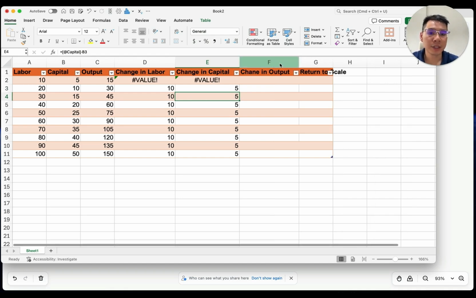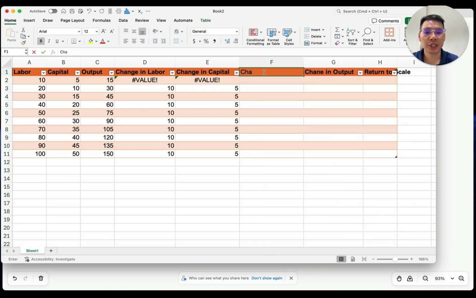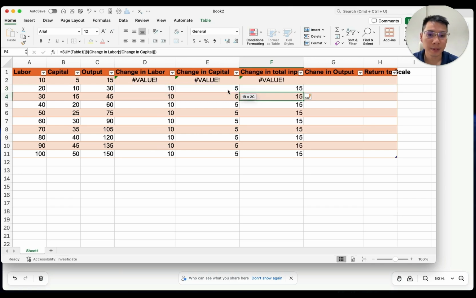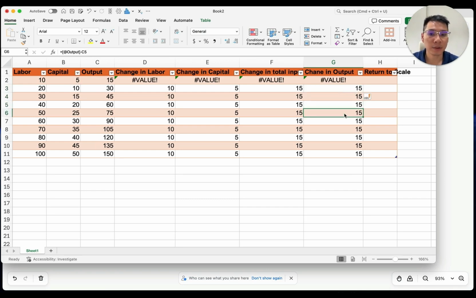There's one more change that I'm looking to insert, which is the change in total input. Okay, so we need to measure that. It is going to be the sum of these two, the change in capital and change in labor. So that's the total change of the team. And the last one is the change of output. So we're going to measure the difference between the second group of output minus the first one. So it will give us around 15 for each.